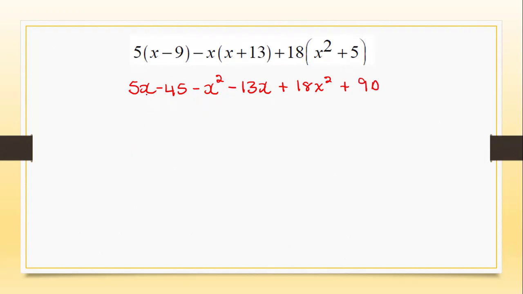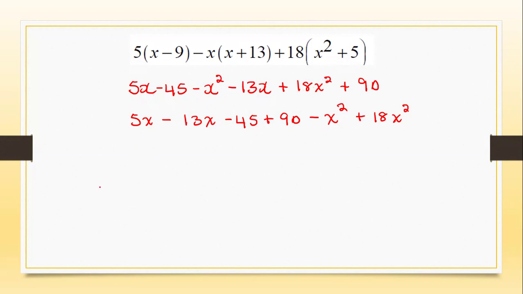Collecting like terms, we have 5x subtracting 13x, negative 45 plus 90, negative x squared plus 18x squared. Make sure that everything is accounted for. The 5x, negative 45, negative x squared, negative 13x, positive 18x squared, positive 90.